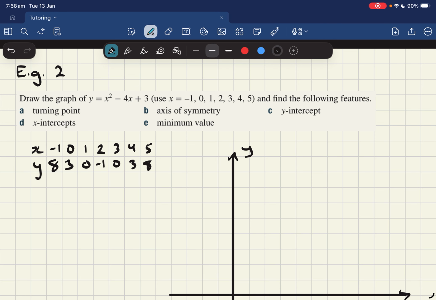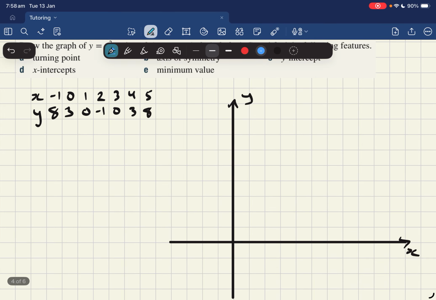Now we want to plot our points. So we have -1, 8. So -1, then 1, 2, 3, 4, 5, 6, 7, 8. We have 0, 3. We have 1, 0. We have 2, -1. 3, 0. 4, 3. And 5, 8. So we can clearly see that shape happening again.